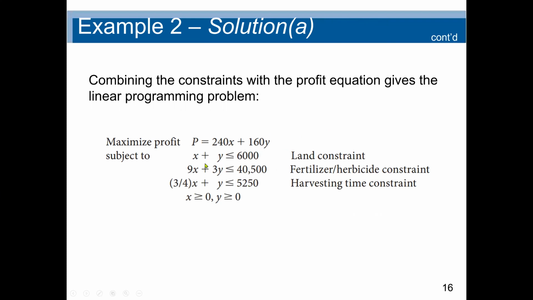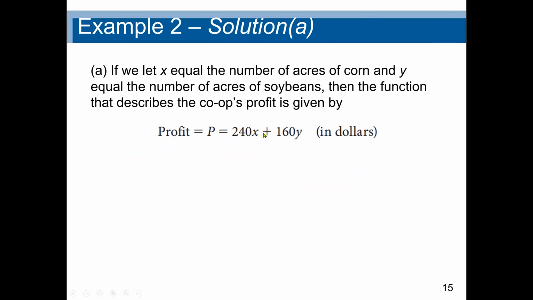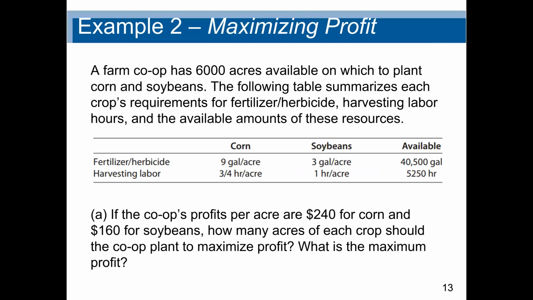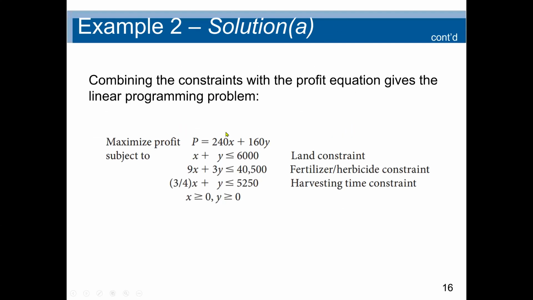based on the condition, they said X plus Y should be less than or equal to 6,000. That's the land constraint. X will be the acres for the corn, and Y is the total acres for the soybeans. So they shouldn't be more than 6,000 based on the condition given to us. Let's go to the question once more. We have the farm co-op has 6,000 acres available on which to plant both the corn and soybeans. So that will be our first equation here.